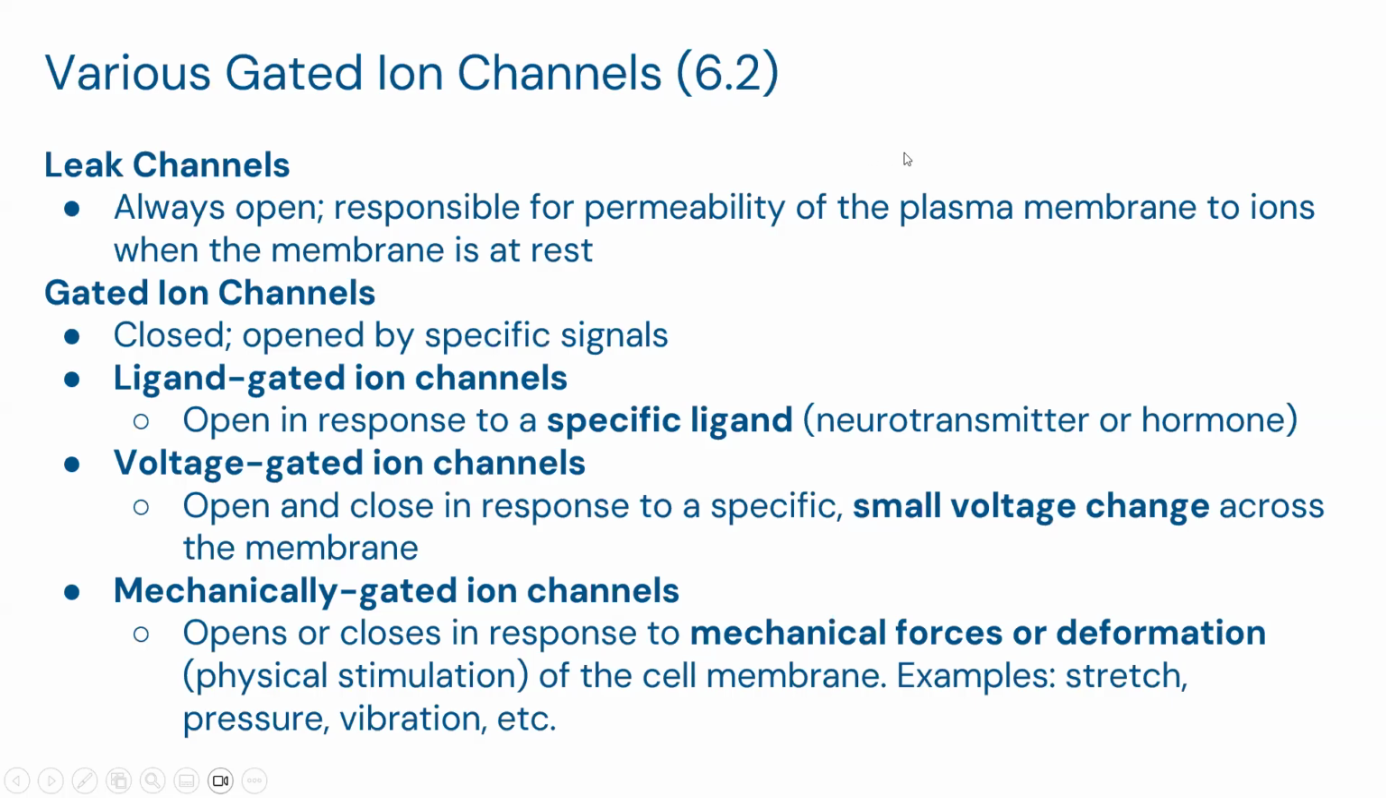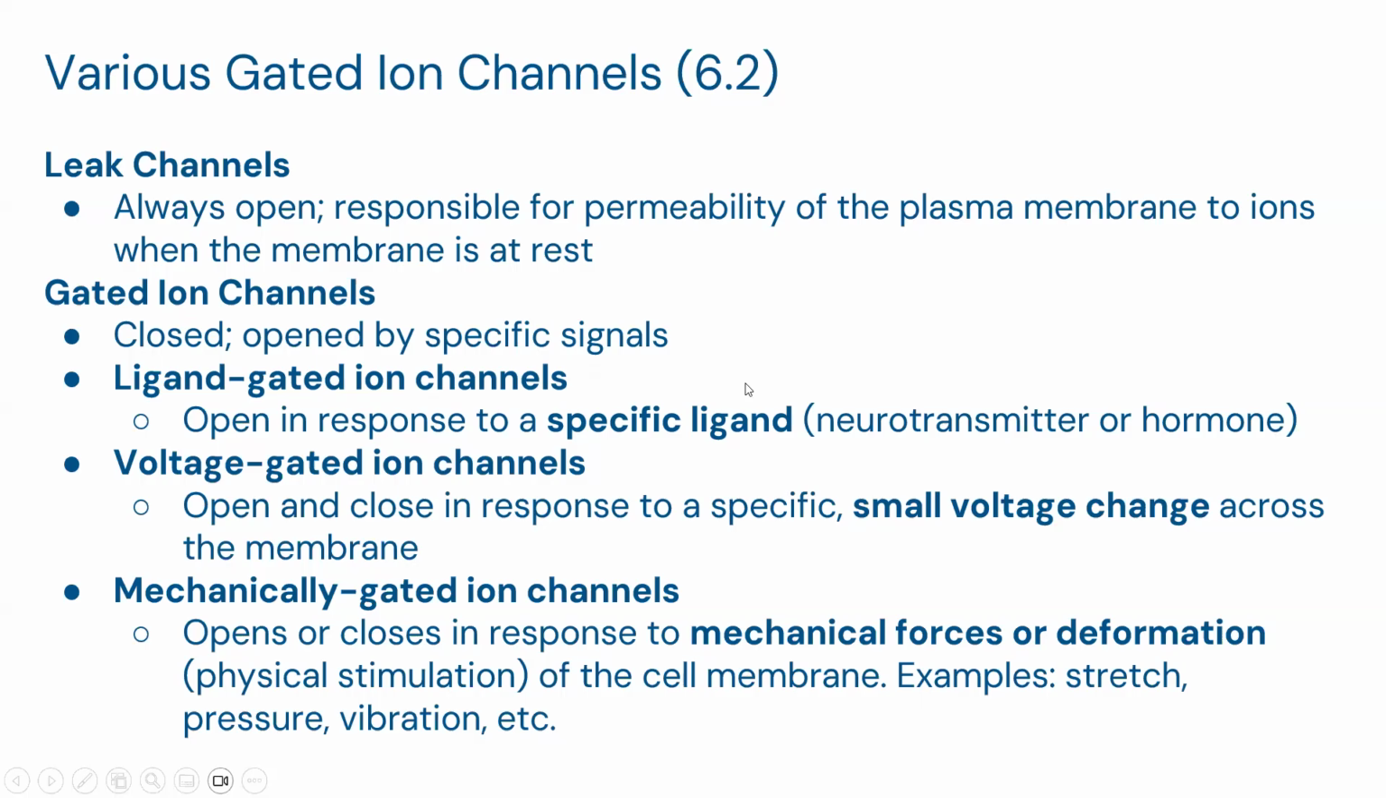Speaking of our channels just a little bit more, we have a few different types of channels we're going to talk about. Leak channels are always open, so they're always leaky, and they're responsible for the permeability aspect of our semi-permeable plasma membrane. In this case, we're referring specifically to ion leak channels. We have a few different versions of gated channels. And so gated channels are going to open and close in response to a specific signal.